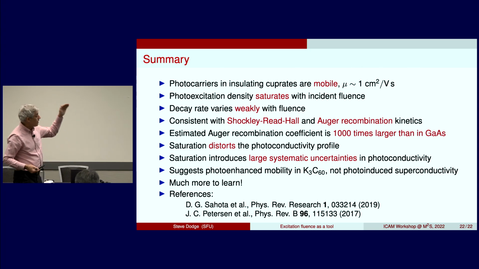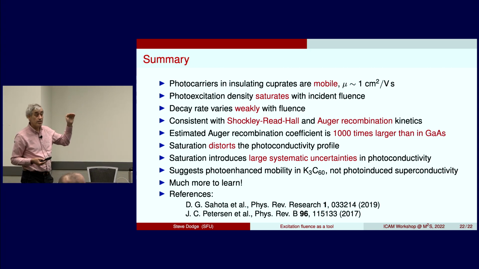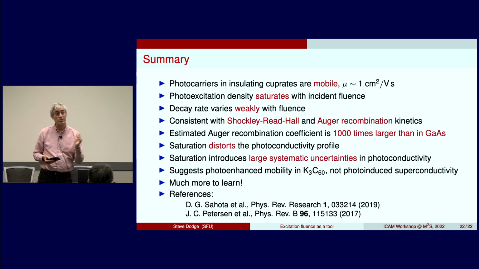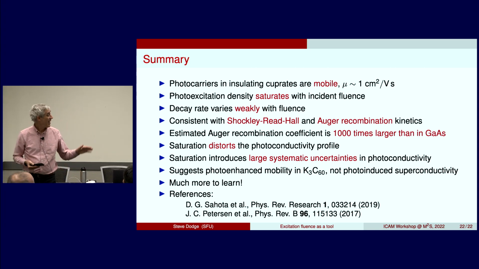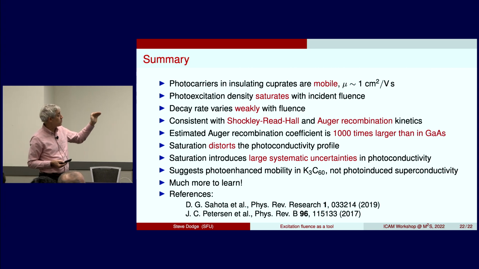So with that, I'm going to just put up my conclusions. The photocarriers, fluence dependence, the bottom line is fluence dependence is important. It's worth paying attention to. When you see saturation, don't ignore it. And the photocarriers in insulating cuprates are mobile.